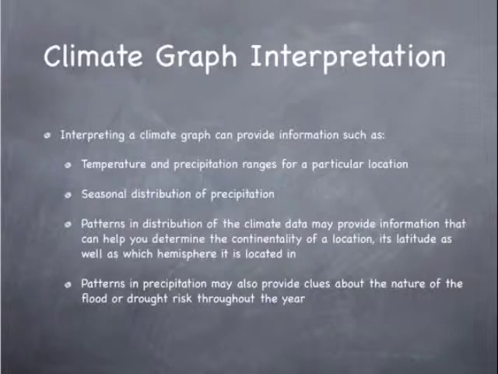The patterns of distribution in the climate data may also provide information that can help you determine the continentality of a location, its latitude, as well as which hemisphere it may be located in. Patterns in precipitation may also provide clues about the nature of the flood or drought risk experienced at a location throughout the year.